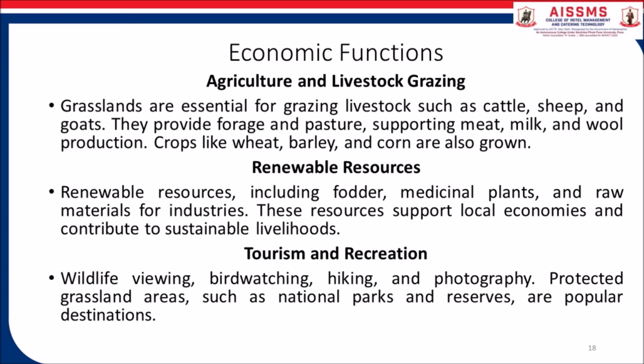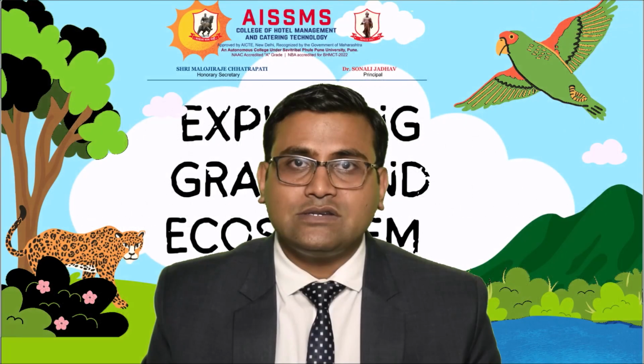Next will be the most important, the tourism and recreation. Grasslands attract tourists from across the world for wildlife viewing, bird watching, hiking and photography. Though it is not directly associated with grassland, but grassland being part of the forest ecosystem, it is much more essential. It generates revenue for local communities and promotes conservation awareness. Protected grassland areas such as national parks and reserves are very popular destinations.